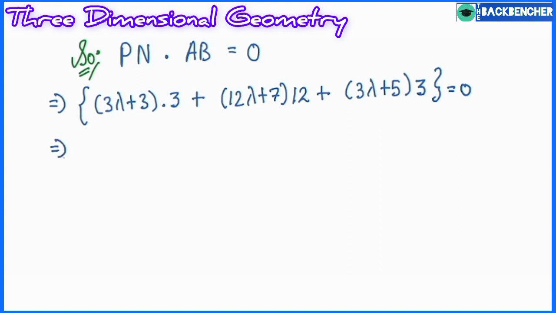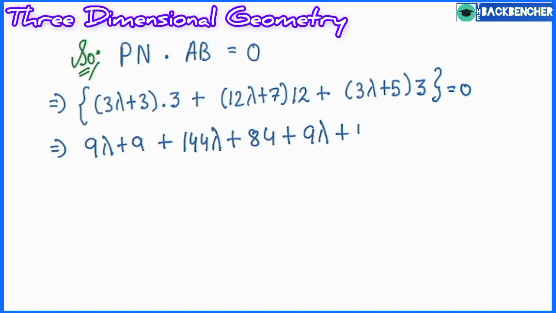So let's multiply it. So that would become 3 times 3, 9. Open the bracket. So that would become 9 lambda plus 3 times 3, 9. And similarly in the second part, 12 lambda multiplied by 12, that is 144 lambda, and 12 multiplied by 7, that is equal to 84. And after that, just do the same for the third one. 3 into 3 lambda, that is 9 lambda, plus 5 multiplied by 3, that is equal to 15, and that is equal to 0. Now just simplify it further. So 9 lambda plus 144 lambda plus 9 lambda, that is equal to 162. So I am just directly writing it here, that is 162 lambda plus 9, 84 and 15, that is equal to what? That is 108. So that is 108, and that is equal to 0, right?